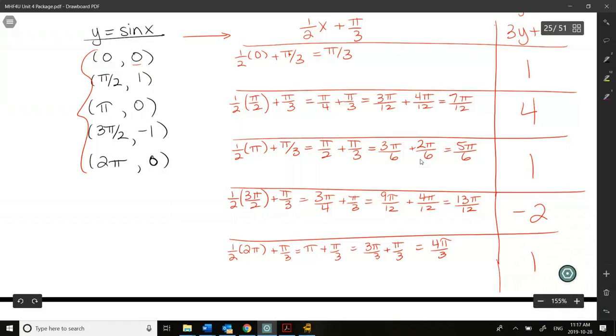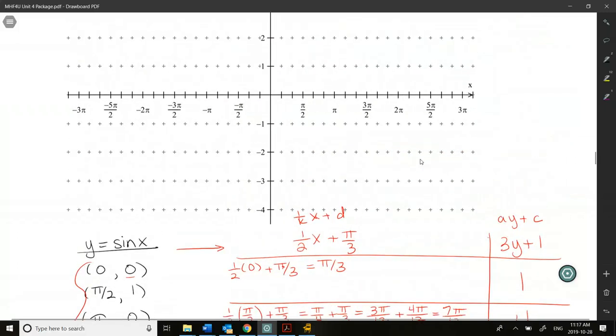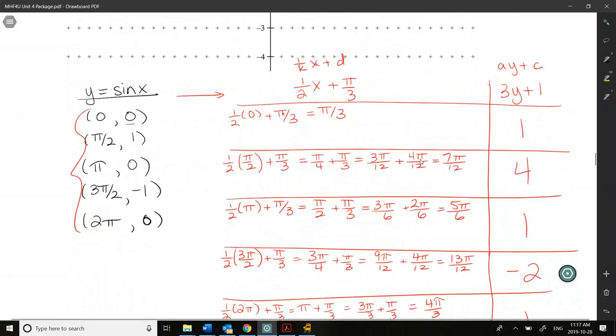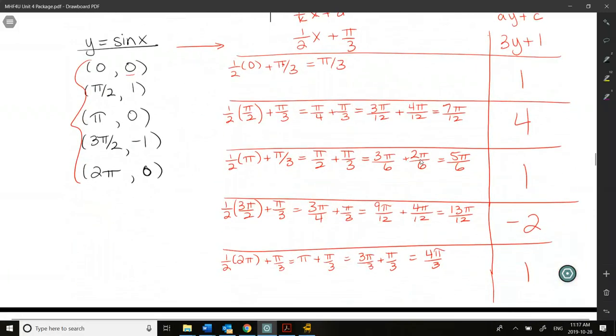Okay, so that's all well and good. I found pi over 3 and 7 pi over 12 and 5 pi over 6. Where do I place these on my graph though? That's kind of the problem, right? I don't really know where to place 13 pi over 12 on my graph. I have some labels up here, but it's a little bit harder to understand exactly where those are in radians. But it's actually super easy to figure it out.